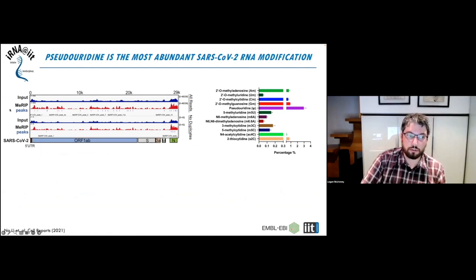In this experiment, they used MeRIP to find modifications across the viral genome, and then looked at mass spectrometry data to look at the percentages of the different modifications identified in the viral genome. What stood out to us is that pseudouridine is the most abundant modification in the genome by percentage. And so we wanted to explore that a little bit further.